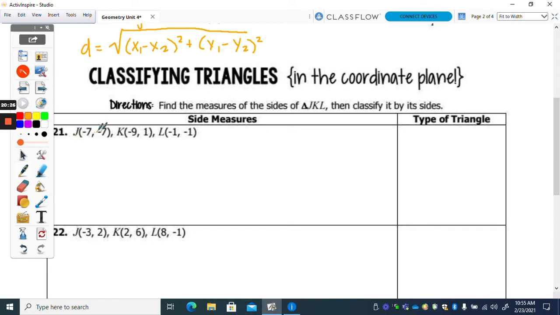So first, let's look at the distance from J to K. We're going to say the distance equals the square root of x sub 1, negative 7, minus a negative 9 squared, plus negative 7 minus 1 squared.